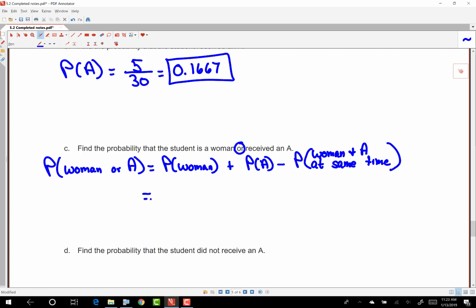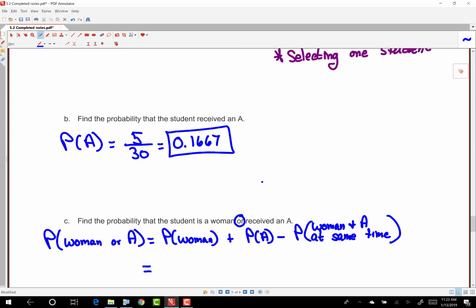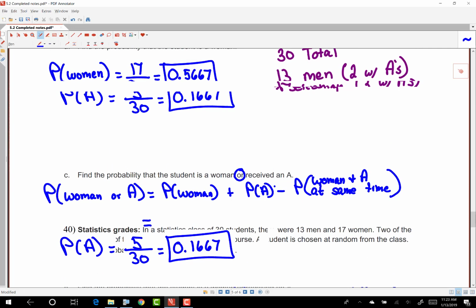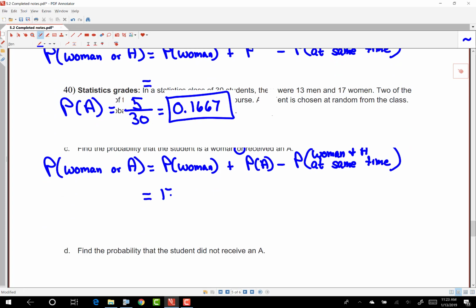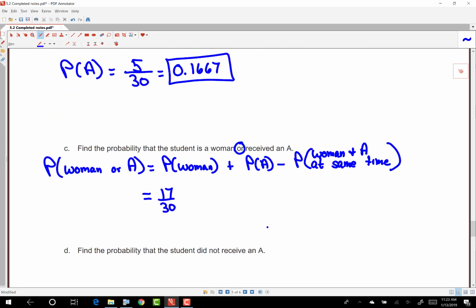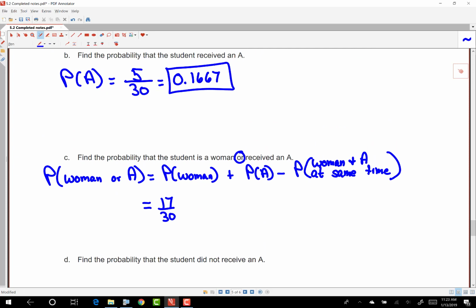Okay, well, the probability of being a woman, we saw that earlier. That was 17 out of 30. You could use the decimals here, but since you can plug everything into your calculator, you'll get more accurate answers if you leave them as fractions until the very end. The probability of getting an A was 5 out of 30.